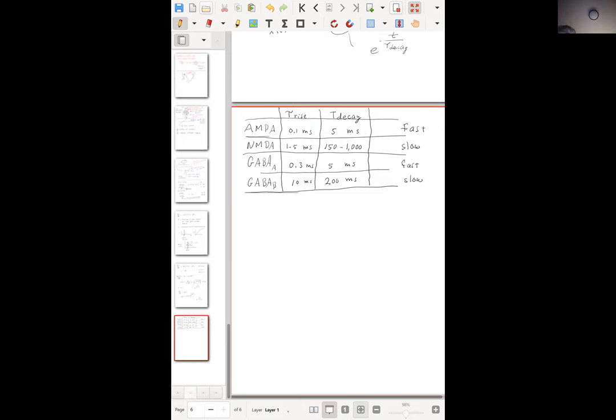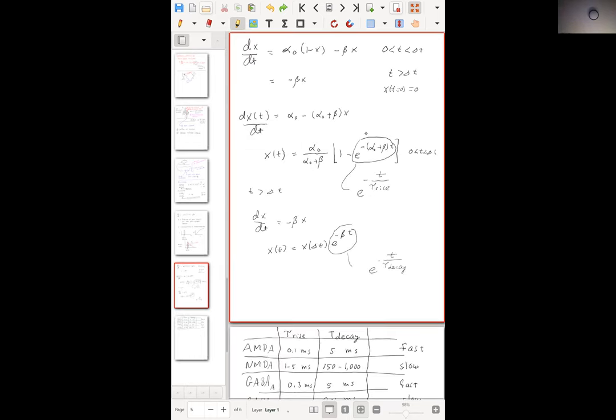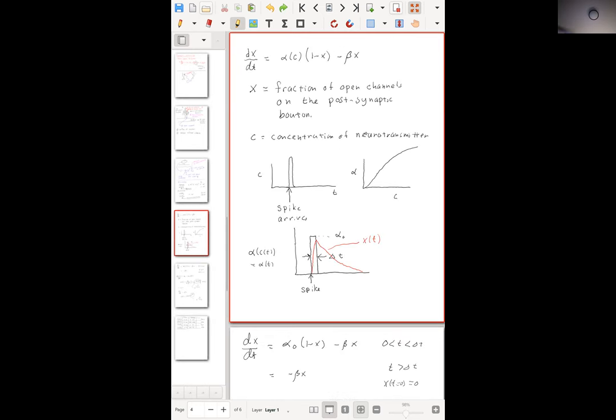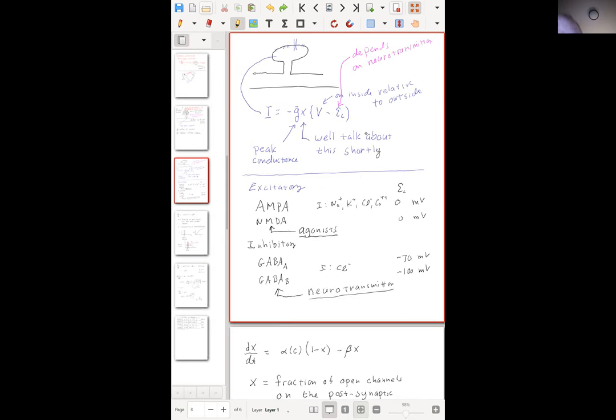I'm going to tell you one more thing about NMDA. NMDA turns out to be really, really important. It's kind of different from the others, and we'll see why in a second. So we're going to focus on NMDA. Before, I wrote down, where is it? All the way back here. We wrote down that the current is basically this form.